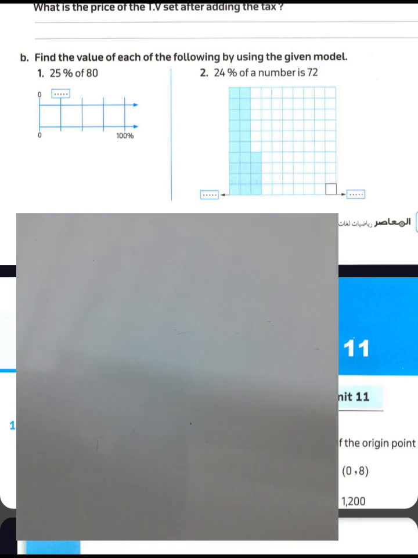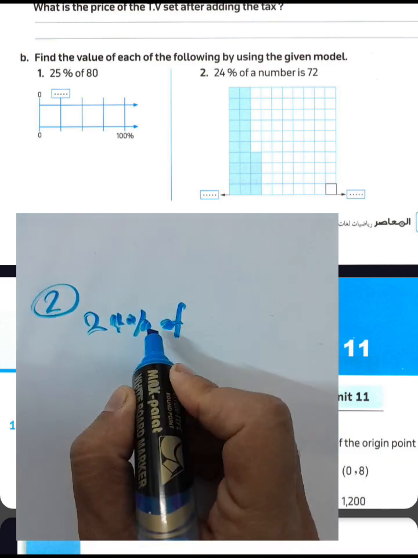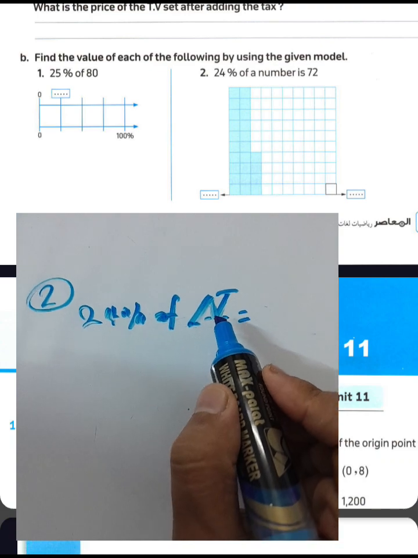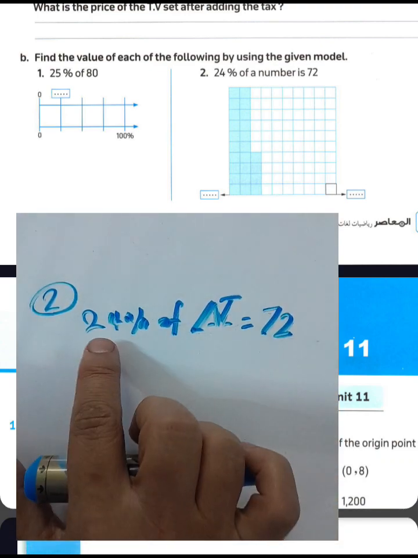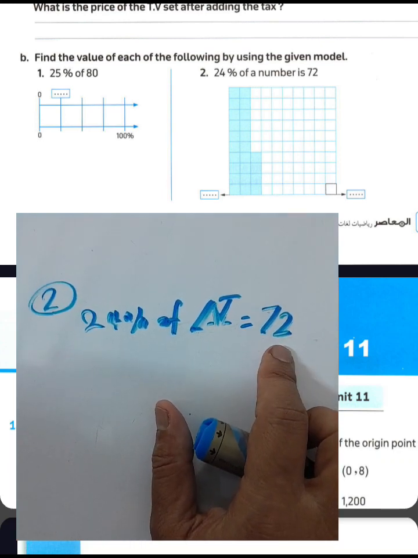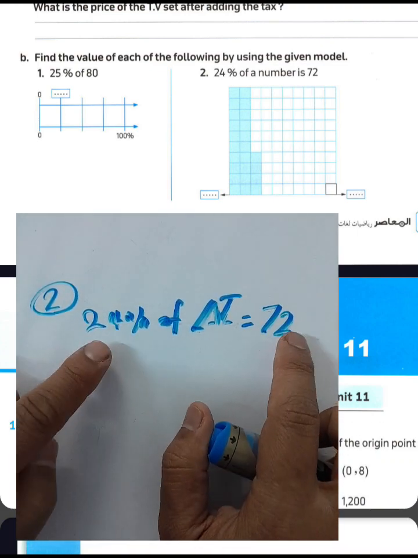This was question number one. Question number two. We have 24% of a number equals 72. To find the number, you must divide the part by the percent. Here it's a part, and the percent. Divide the part by the percent.